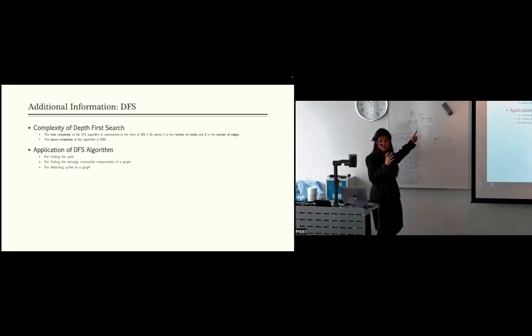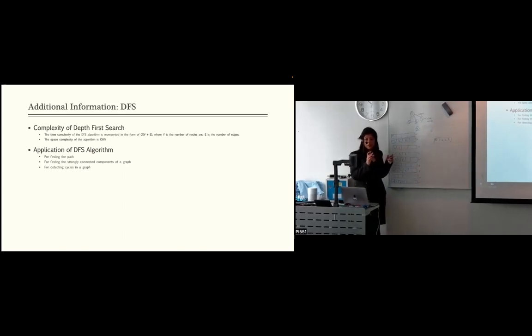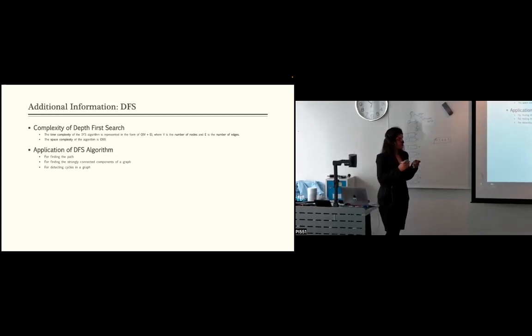But what is the space acquired? How complex is the graph? So that is the space complexity: how many nodes the graph has. So this is the space complexity, and time complexity is a combination of number of nodes and number of edges. And what are the applications of the DFS algorithm?